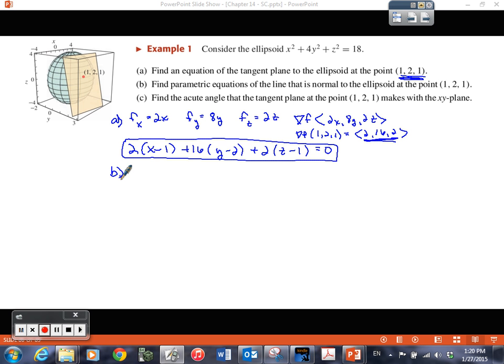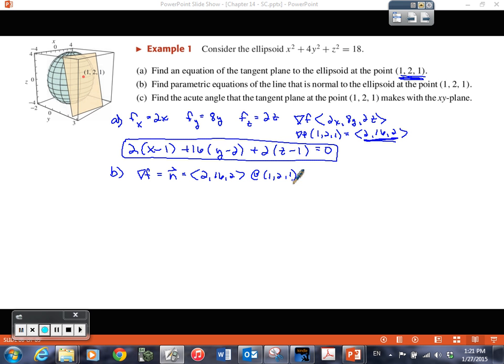Alright, let's look at part B. Part B is asking us to find parametric equations of the line that is normal to the ellipsoid at the point 1, 2, 1. Well, we just determined that the vector that's normal to the ellipsoid at 1, 2, 1 is the gradient. So we know that the gradient is the same thing as the normal vector, which is 2, 16, 2 at that particular point that we were interested in, at 1, 2, 1.